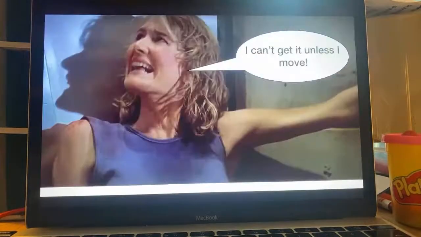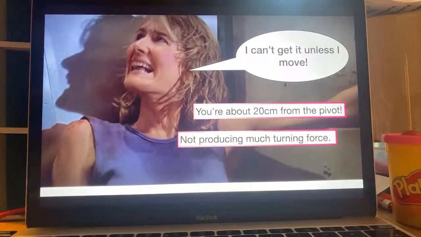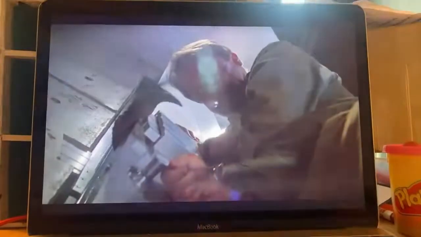But the problem physics-wise is Ellie Sattler saying, "I can't get it unless I move." Ellie, she can move, can't she? She's like 20 centimetres away from the pivot, from the hinge of the door. So I don't think Ellie Sattler moving is really going to make any difference. She could have got the gun herself. She's not producing very much turning force. She's not producing much moment.